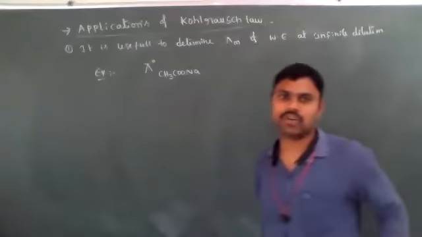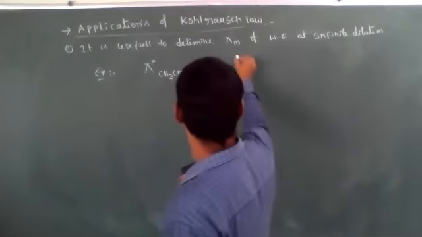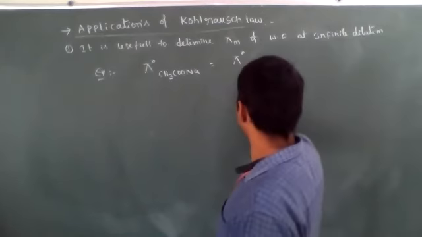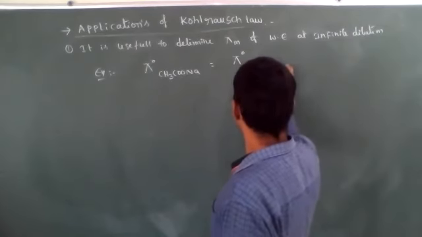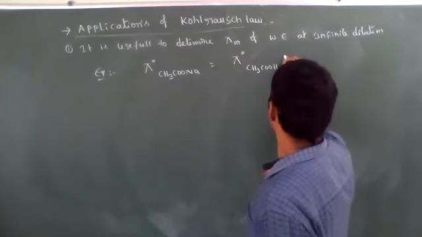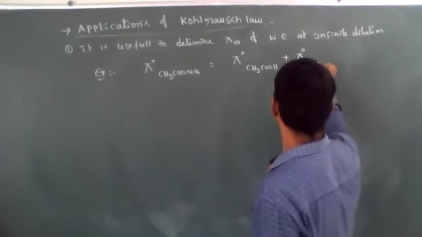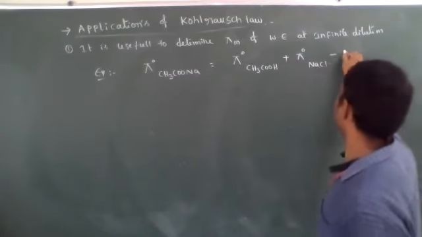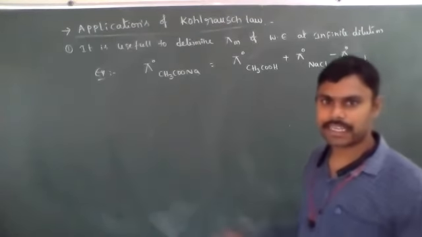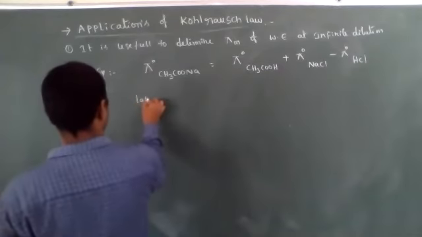How can we determine that sodium acetate molar conductance is equal to that at infinite dilution, the molar conductance of acetic acid, CH3COOH, plus the molar conductance of NaCl, sodium chloride, minus the molar conductance of hydrochloric acid, HCl. See whether it is correct or not. You have to take RHS verification.